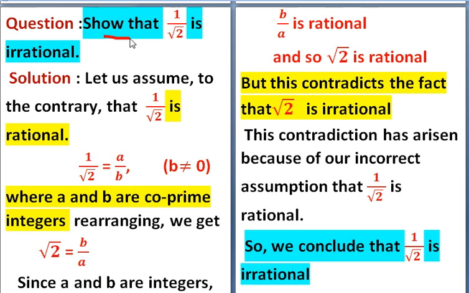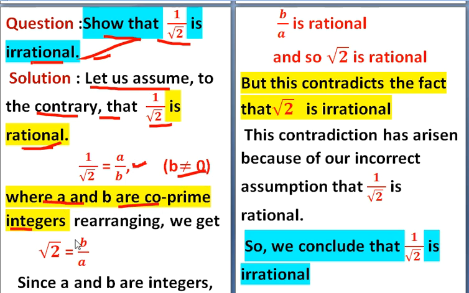Again we will solve a question. Prove that 1 by root 2 is irrational. This question is important for your exam. Let us assume the contrary, that 1 by root 2 is rational, because the question says irrational and we take the contrary. Then 1 by root 2 will be a by b, because a rational number becomes in the form of a by b, where b is not equal to 0, and a and b are co-prime integers.